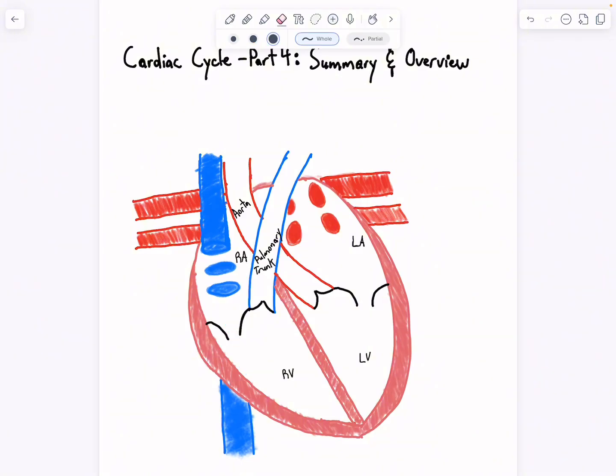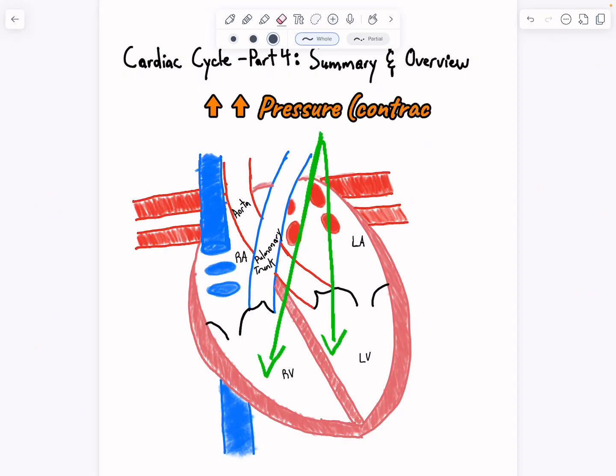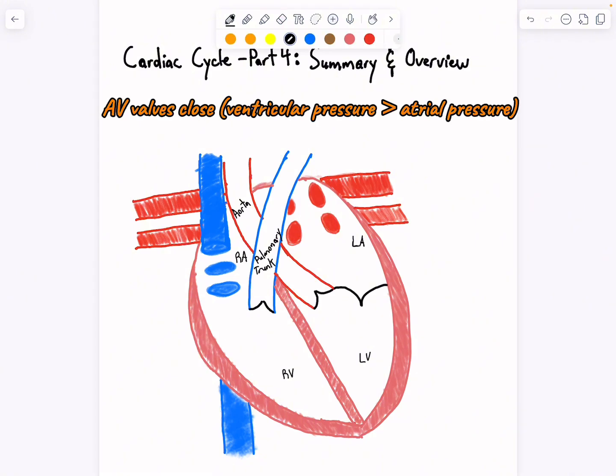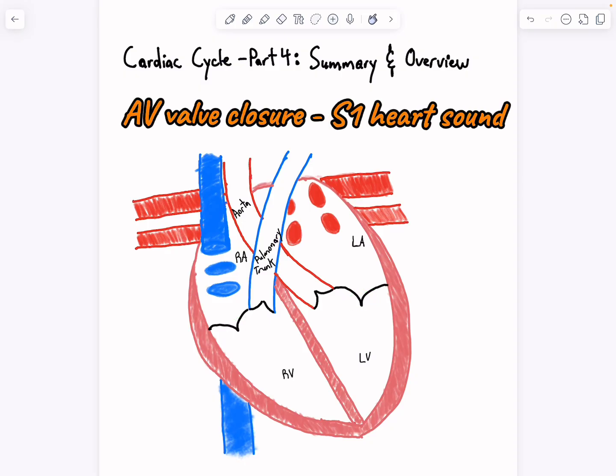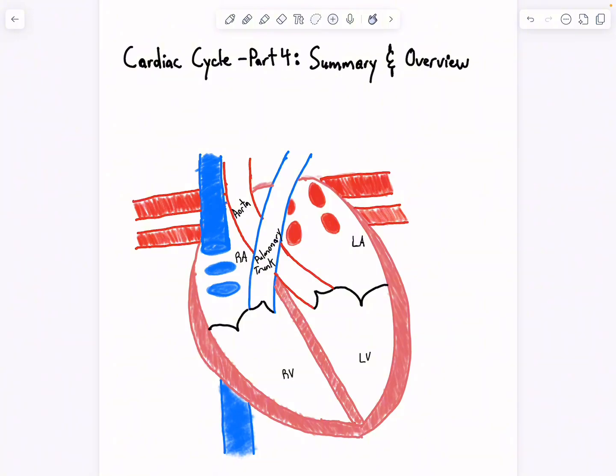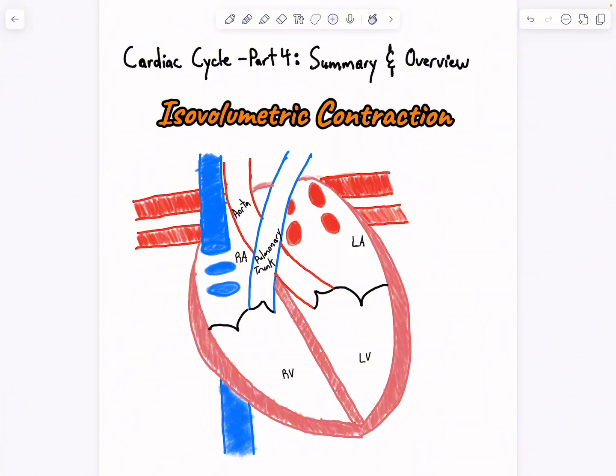As the ventricles begin to contract, the ventricular pressure rises rapidly. When the ventricular pressure exceeds atrial pressure, the AV valves close. This produces the first heart sound, S1. Now all valves are closed. This short period is called isovolumetric contraction because the volume inside the ventricles doesn't change, but pressure continues to rise.